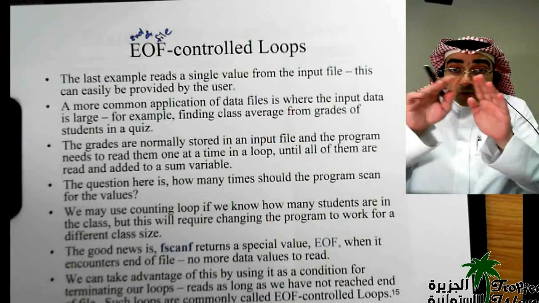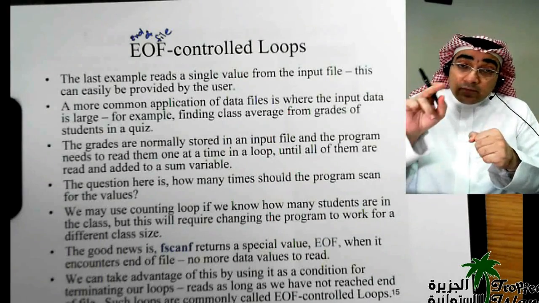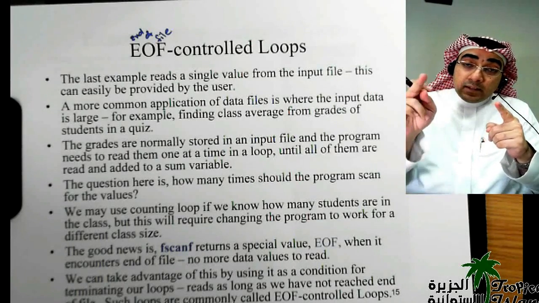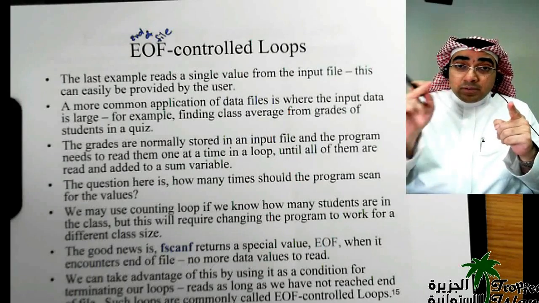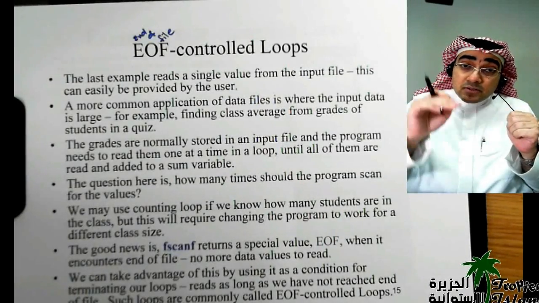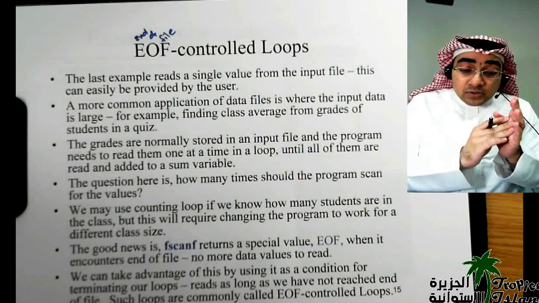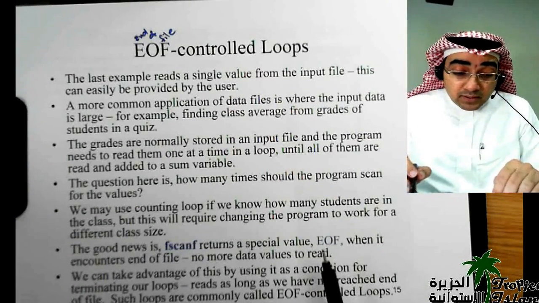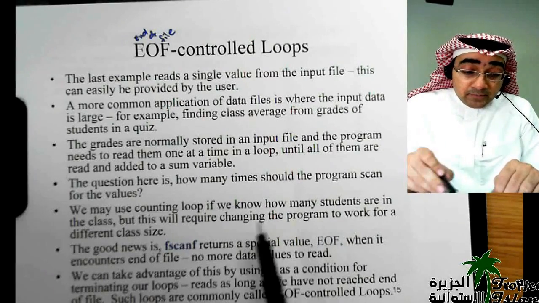So you actually open a file, and to calculate the average, you read the first number and store it in the sum, then you read the second number and add it to the sum, and the third number, then add it to the sum, and the fourth, and the fifth, and the sixth, and the seventh, until you finish the grades of all the students, and then you have the sum. Then you divide it by the number of students to get the average.